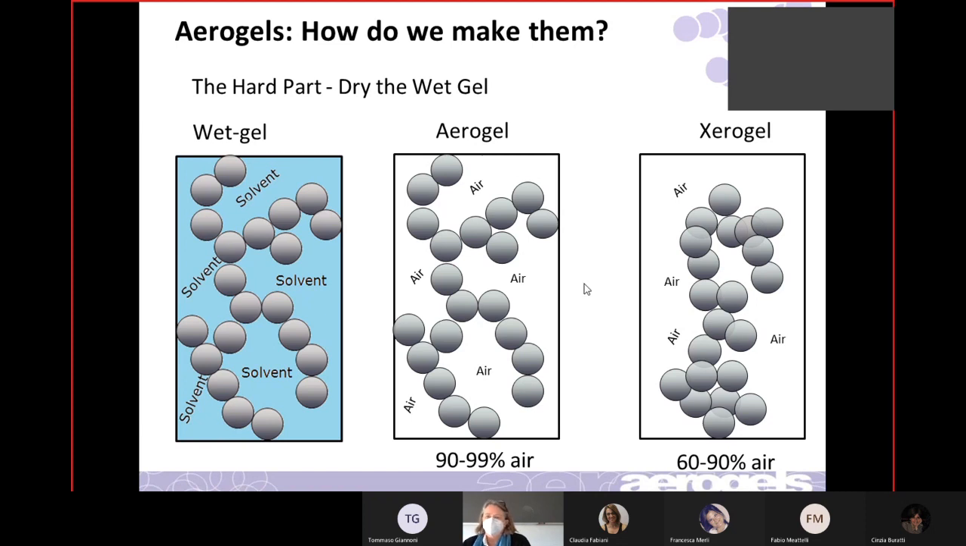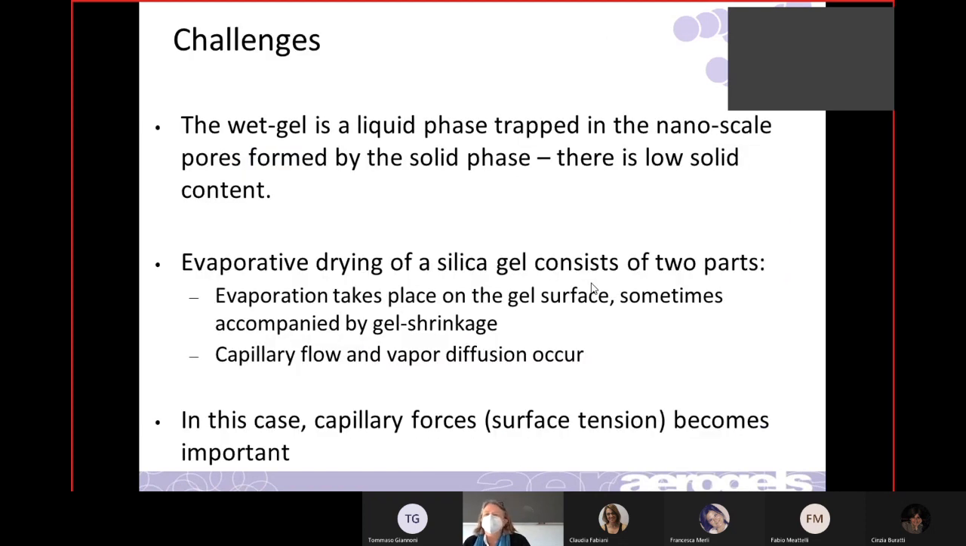So what's hard is that wet gel is this nanoporous structure, really small pores, surrounded by this liquid, the solvent, whatever it is. In the case of the silica aerogels, we make it with a combination of methanol and water, or ethanol and water, depending on how you make them. And there's not a whole lot of solid material there, right? Because these things are, again, like 95% air.